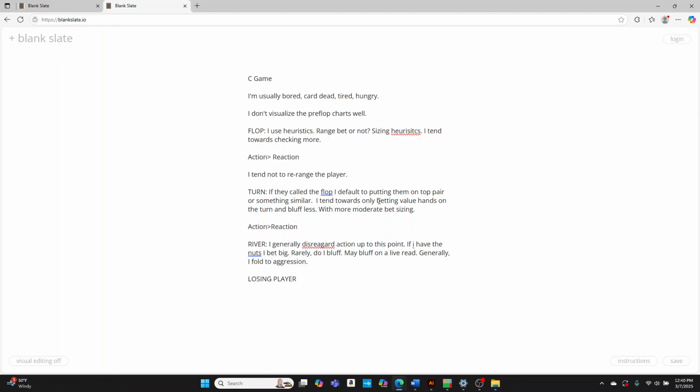But I'm bored. I don't turn on my brain enough to visualize the pre-flop charts, but I do know what to raise and what to fold pre-flop so well that I'm not even thinking, so I can get to the flop pretty easily with the correct cards. But on the flop, I have a couple basic heuristics, like a range bet and how big my sizing is, and I tend towards using those heuristics, which maybe work for the flop.